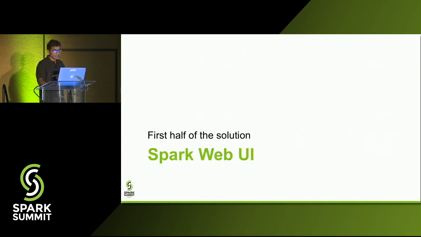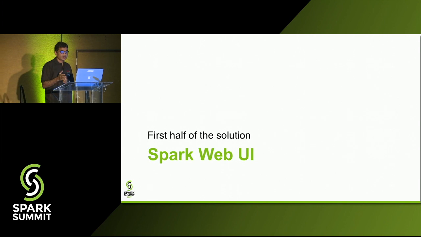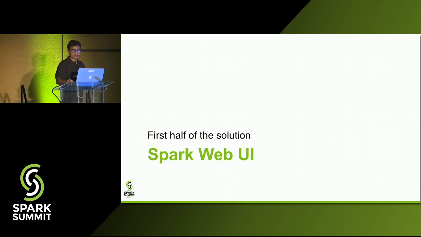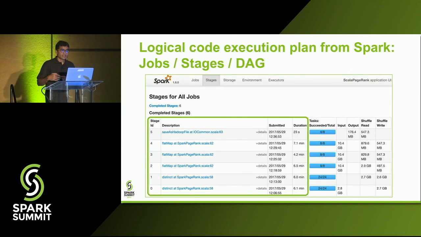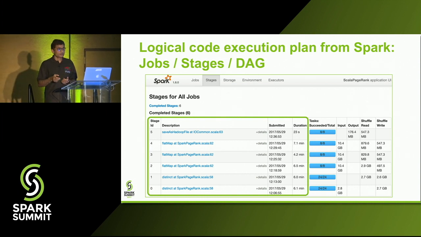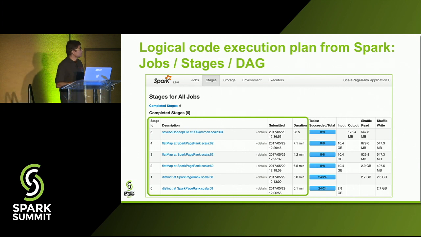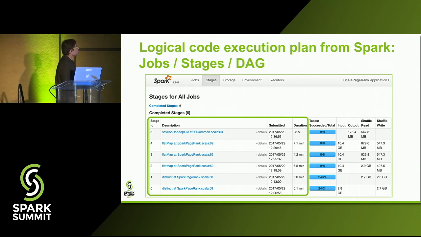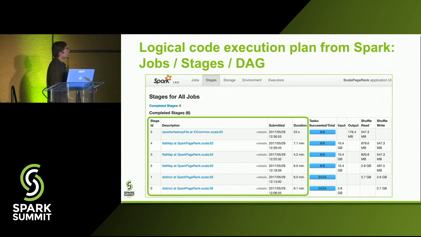So let's look at these in isolation and show you the first half of the solution that gives you the logical and physical execution plan. The example I have here is available freely using the HiBench Spark test suite. I'm running a Scala PageRank application here on a 4-node cluster running Cloudera and Apache Spark 1.6. So the area that is of interest to me is the one in this green area.